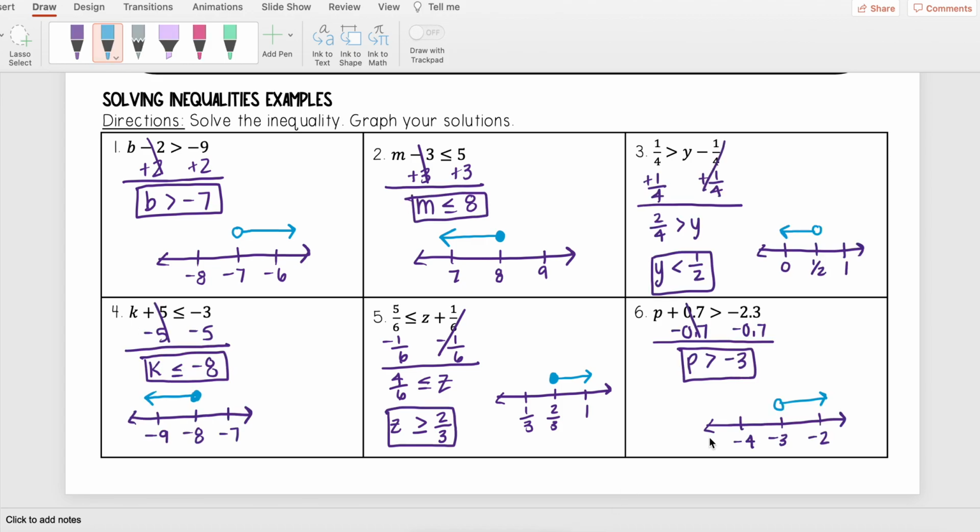So these are the answers that you should have gotten for problems 3, 4, and 6. For problem 3, we again needed to be careful because our variable was on the right hand side, so make sure you switch those and then also flip your sign. And then I also reduced my 2/4 to be 1/2. And then for number 4, that one was pretty straightforward, and number 6.